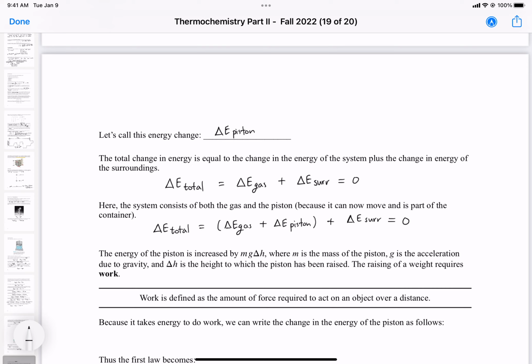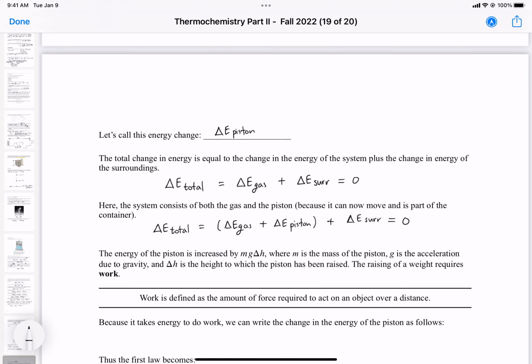So m is the mass in this equation, g is the acceleration due to gravity, and delta h is the height to which the piston has moved. So the raising of a weight, in this case, requires work. So I defined work here. Work is the amount of force required to act on an object over a distance.